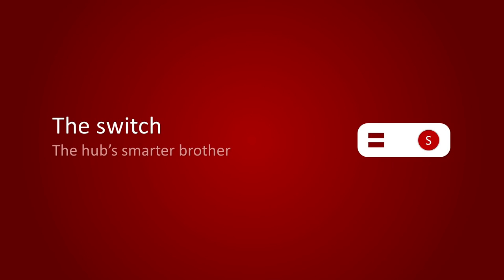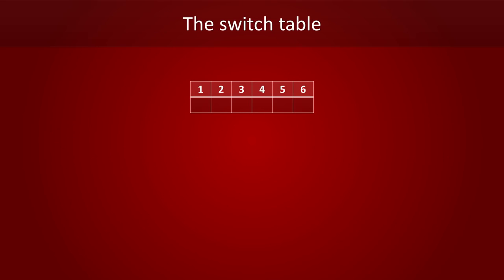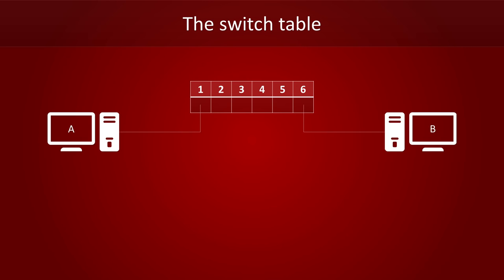Now wait a minute, there's a better way to do this. If our hub kept a list of where every host can be reached, then it would be able to send every packet straight to its destination without spamming the entire network. That's what switches do. In this example, we've plugged in computer A to port 1 and computer B to port 6.